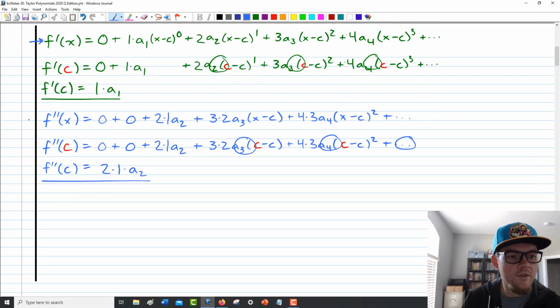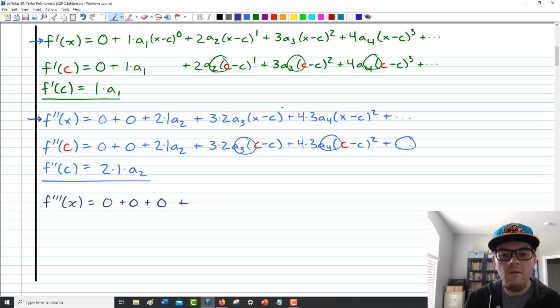So we're going to now take the derivative. Oops, wrong color. We're going to take the derivative of this one. It's going to be talking about f triple prime of x. Well, according to what we have here, that'll be 0 plus 0 plus 0. Then on this piece, when we take the derivative, of course there's a 1 there, so when we bring that down, we'll have 3 times 2 times 1 times a sub 3. The next one will be 4 times 3 times bring down the 2, a sub 4, x minus c.